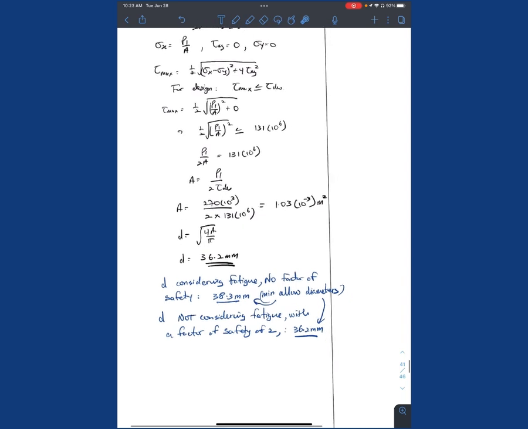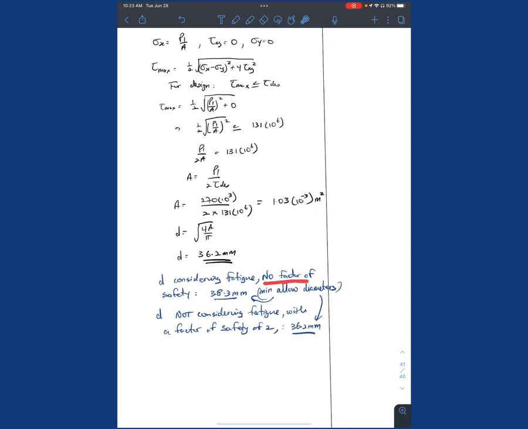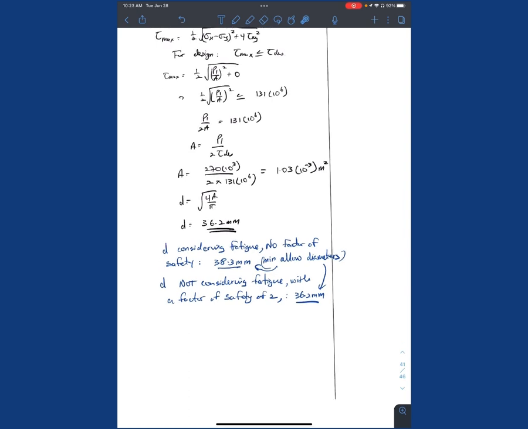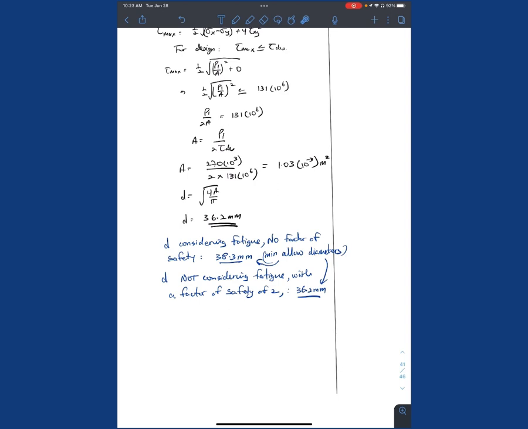There's a little note here: considering fatigue and no factor of safety, the minimum diameter was 38.3. But if you were to consider static alone and forget about fatigue and use a factor of safety, even if you use a factor of safety of 2, it's still less. So what this shows is that if we design this thing and say, okay, let's use a factor of safety of 2, let us not bother with fatigue calculation, let's just assume it to be static, we'll use a bigger load. So as an engineer, you make that decision. You come up with a diameter of 36.2, right? So it's okay, 36.2.